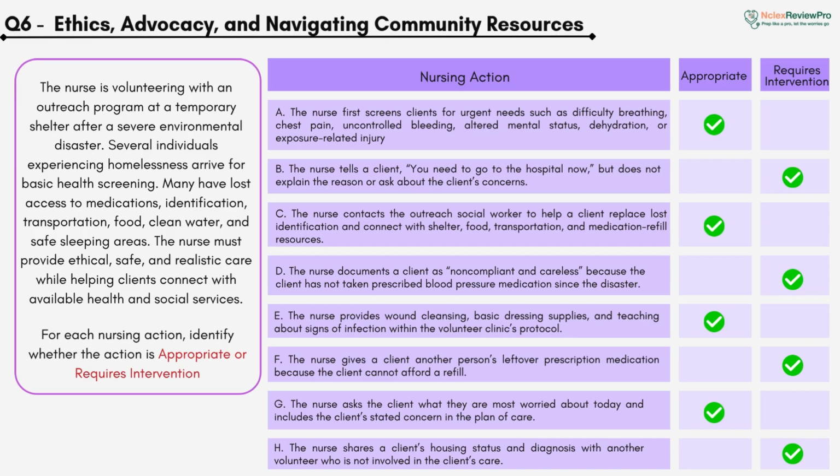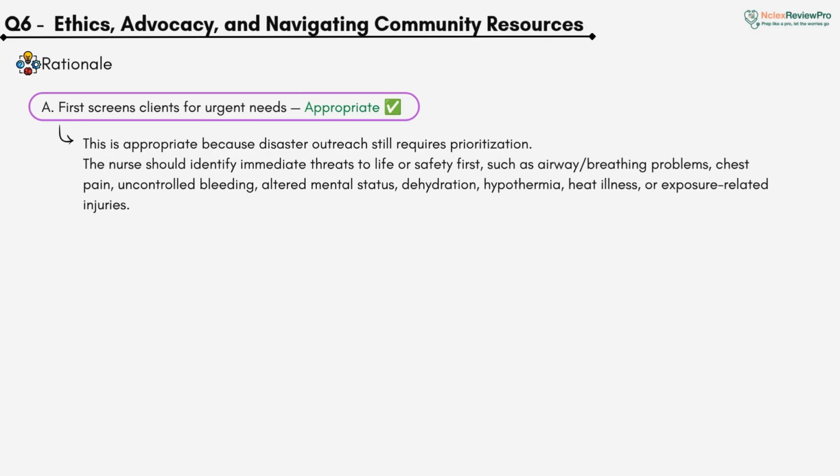The main idea in this question is that disaster outreach still requires nursing judgment, ethics, advocacy, confidentiality, and safe resource navigation. The nurse should prioritize urgent clinical needs first, avoid bias, stay within scope, protect privacy, and connect clients with the right resources. Now let's go through each option.